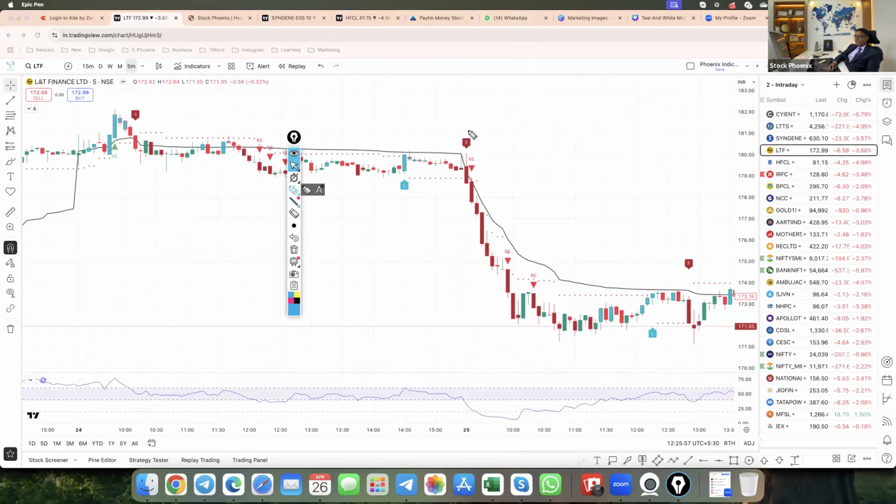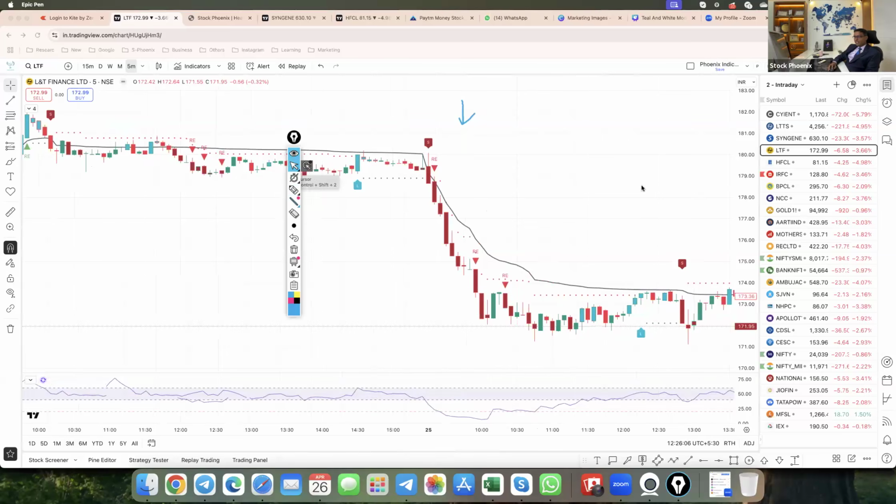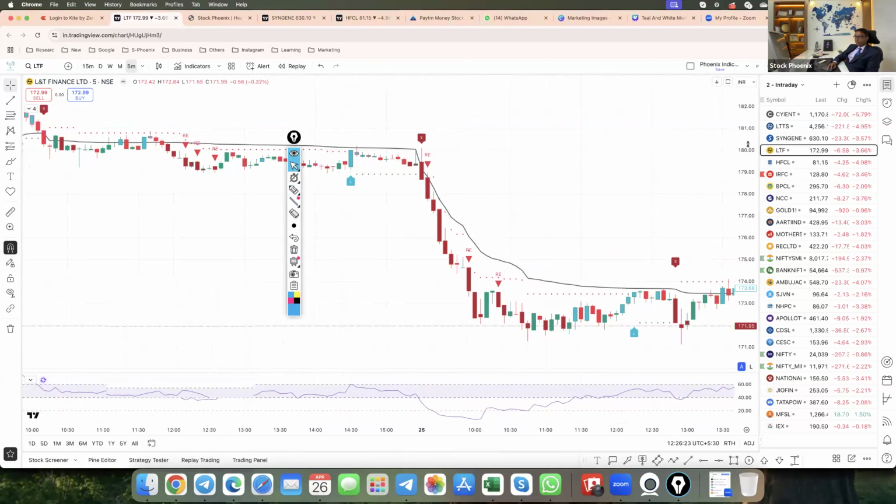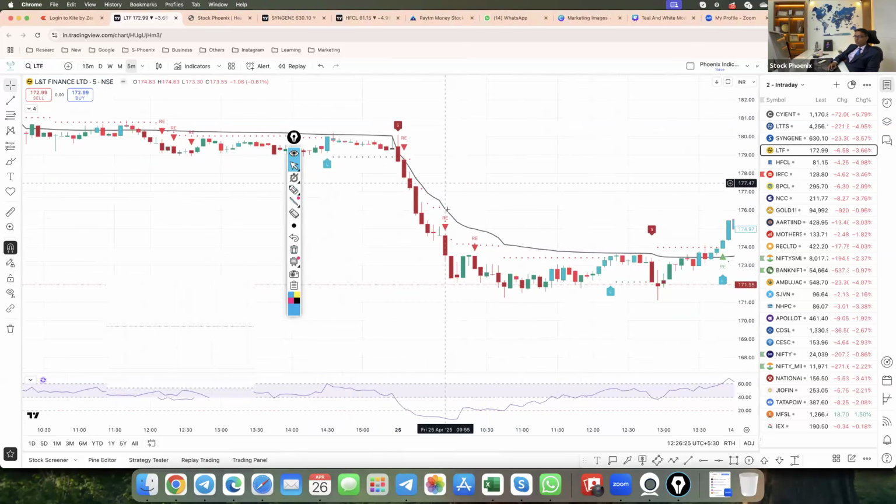First, number one, is this a valid signal? Answer is yes. Have we got an entry? Answer is yes. LTF is trading at 180 rupees. Okay. Now you want to try for a put option. What will you do?